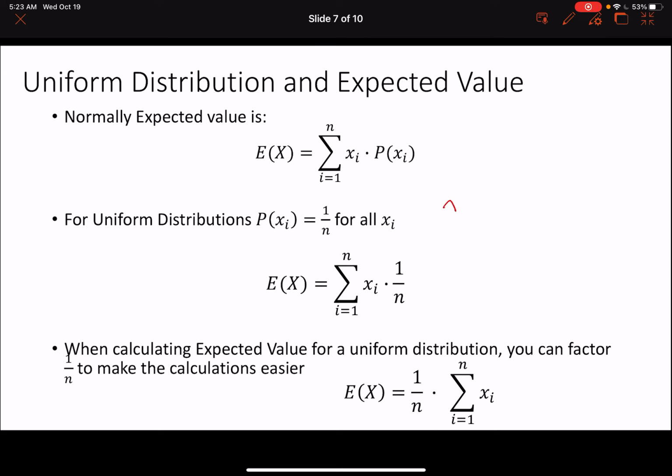So x1 times 1 over n, plus x2 times 1 over n, plus x3 times 1 over n. We're going to pretend there's a 3. N is 3. We're just pretending that it is, okay? And if we factor it out, that becomes 1 over n times x1 plus x2 plus x3, right?